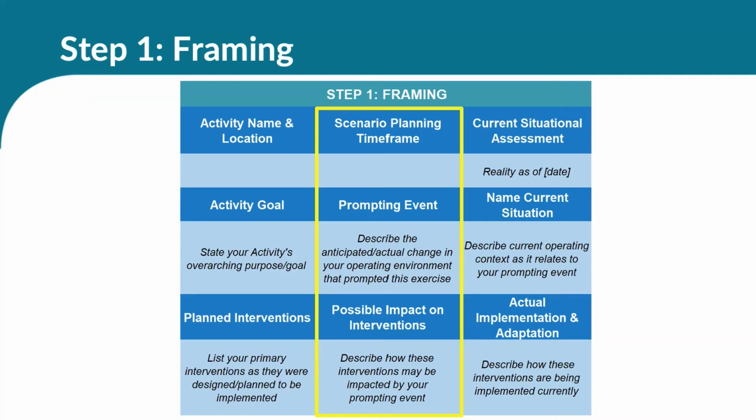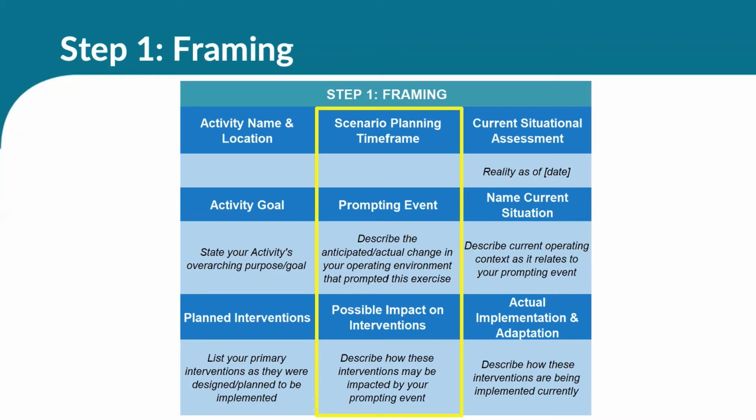Below the time frame, describe the prompting event and how you expect it to change your operating environment. The prompting event may be positive, like a reduction in conflict, or negative, such as a natural disaster or a supply chain interruption. Try to narrow down the scope of your prompting event to the way that it impacts your work. For example, COVID-19 is too broad because it can have a wide range of impacts. An easier prompting event to work with is new government restrictions in the number of people who can gather in person. You'll see another example in a moment.